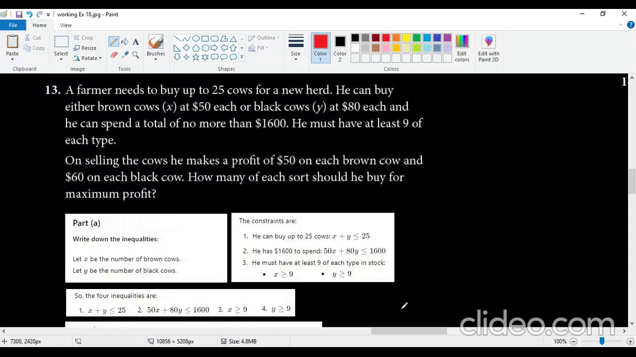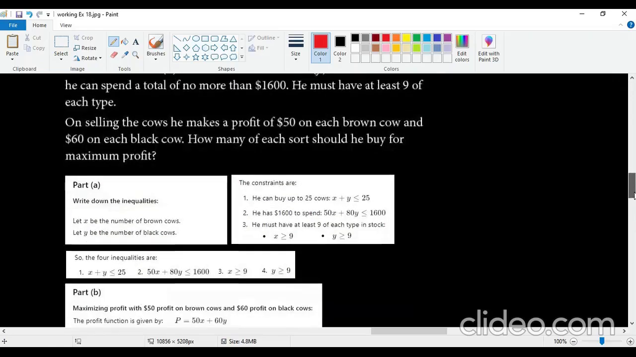Here comes question number 13. In here, I'm not going to read the question, but if you read this question in your textbook, or read by yourself, you will come up with these inequalities. These are the constraints: x plus y less than or equal to 25. He has 1600 to spend. That means 50 of x and 80 of y should be less than or equal to 1600. And he must have at least 9 of each type. That means x and y should be greater than or equal to 9, both of them. So these are the four inequalities.